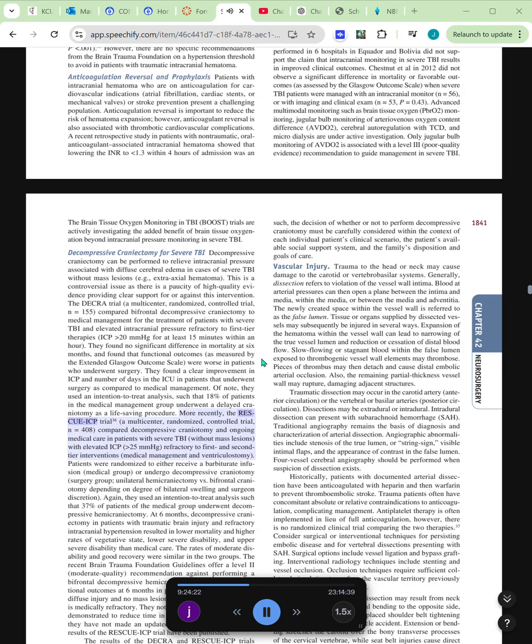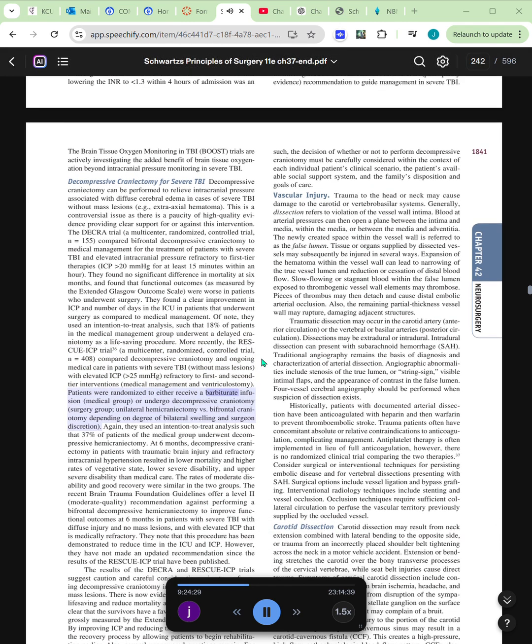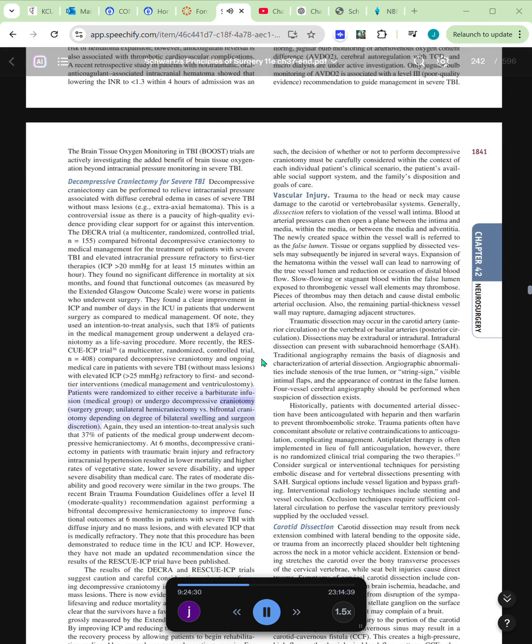More recently, the RESCUE-ICP trial, a multicenter randomized controlled trial, N equal to 408, compared decompressive craniectomy and ongoing medical care in patients with severe TBI without mass lesions with elevated ICP refractory to first and second tier interventions, medical management, and ventriculostomy. Patients were randomized to either receive a barbiturate infusion (medical group) or undergo decompressive craniectomy surgery (surgical group). Unilateral hemicraniectomy versus bifrontal craniectomy was chosen depending on degree of bilateral swelling and surgeon discretion.